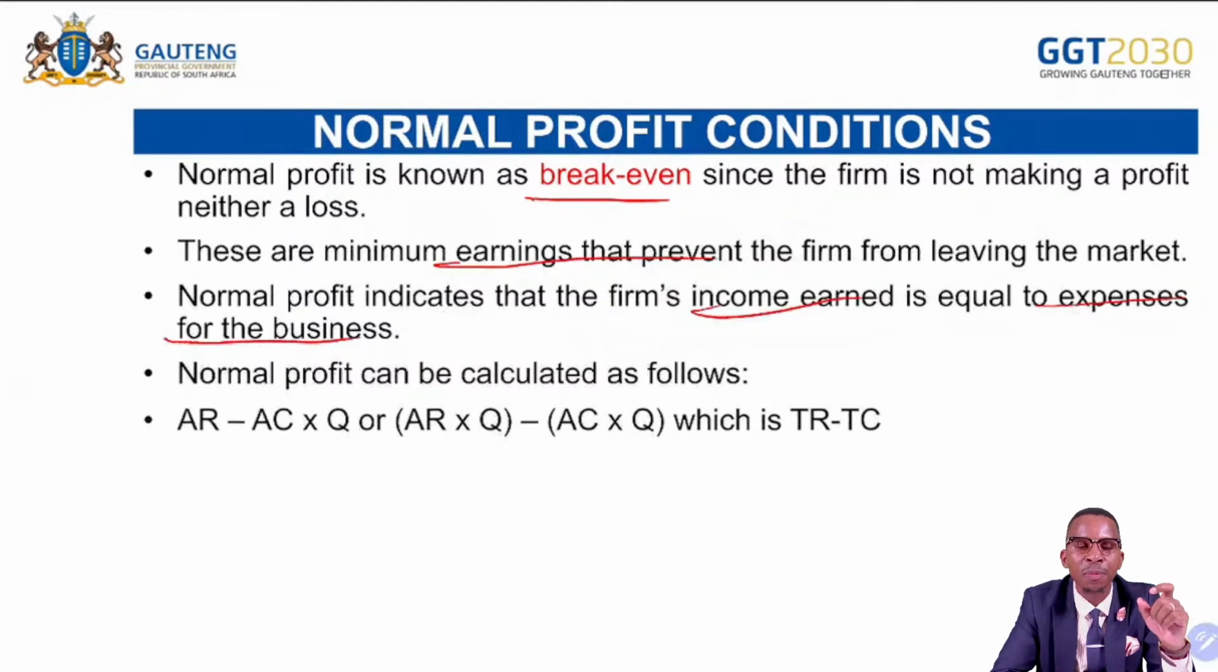If the firm is making economic loss, the point where MC equals MR is known as a loss minimization point. It's not the profit maximization point, because the firm is making a loss. So where MR equals MC on the loss, it's a loss minimization point.